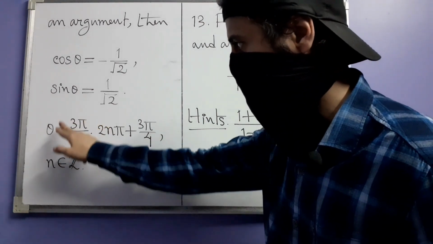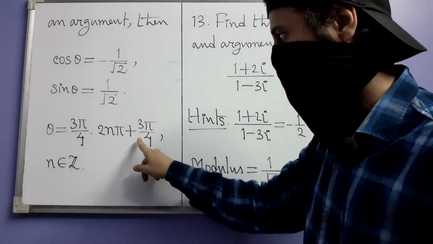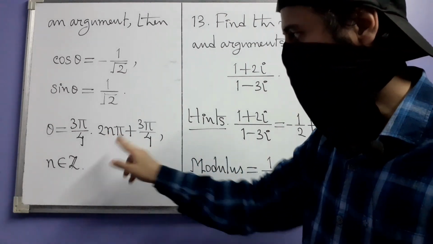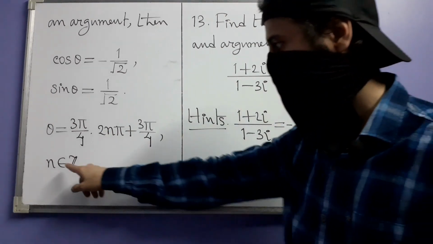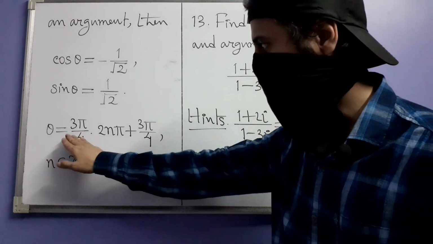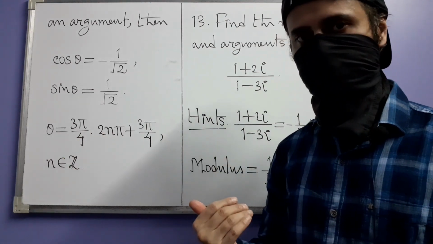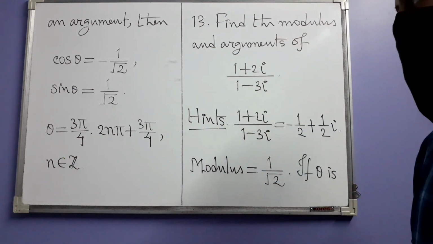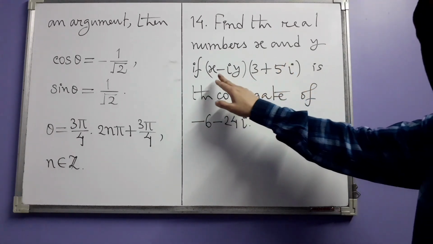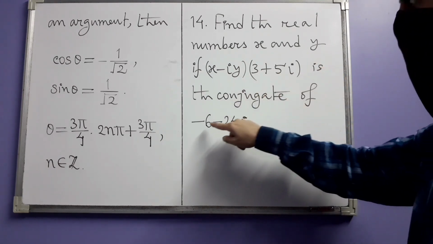So that's how you get this value of theta, which is one argument, and all the arguments are obtained by adding integer multiples of 2 pi to this angle. Here you have to mention that n is an integer. Incidentally, this is actually the principal argument, because this is greater than minus pi and less than or equal to pi.